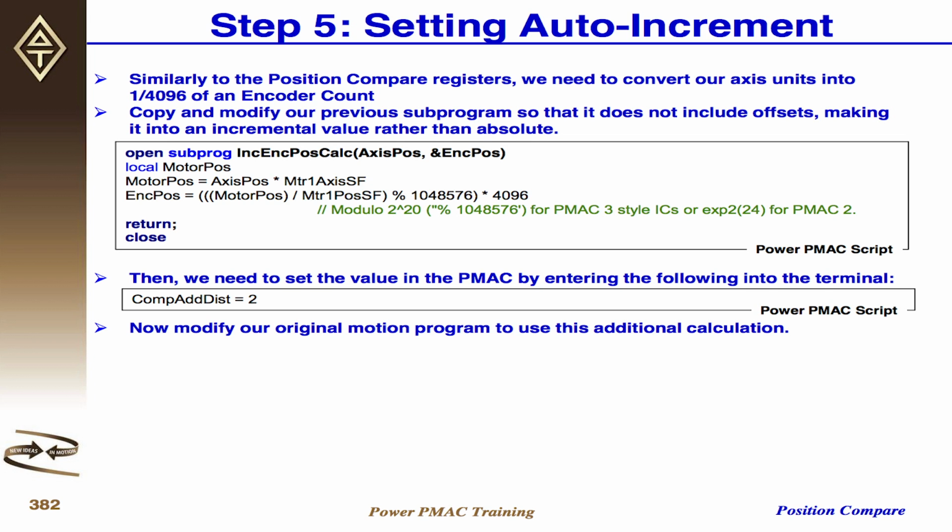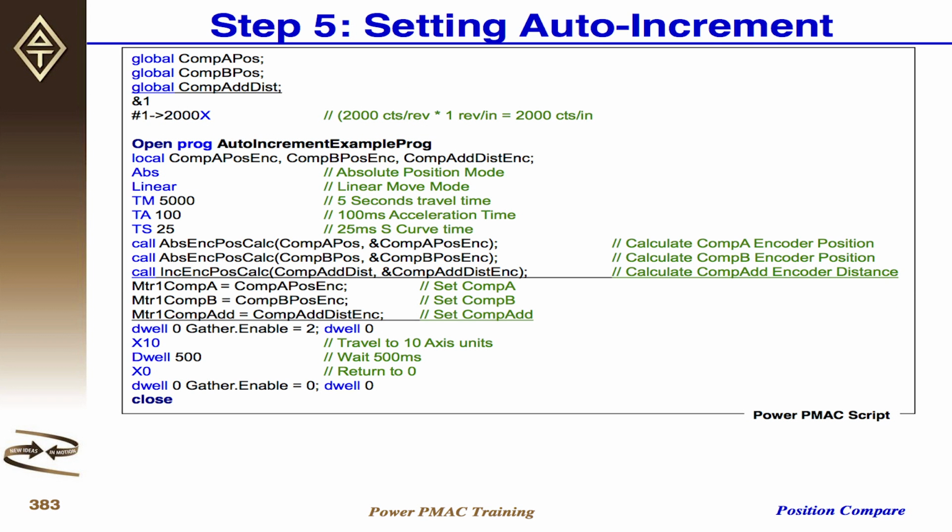Okay, so I'm going to assume that everyone's stuck this into theirs. Now, this code we added on because we're using both this and the other one. But we now need to modify our actual motion program so that it uses both equations. So we need to add 3 lines of code to our motion program. First, we need to add another global variable, comp add dist, in addition to comp A pos and comp B pos. We'll be using that to actually input our comp add values.